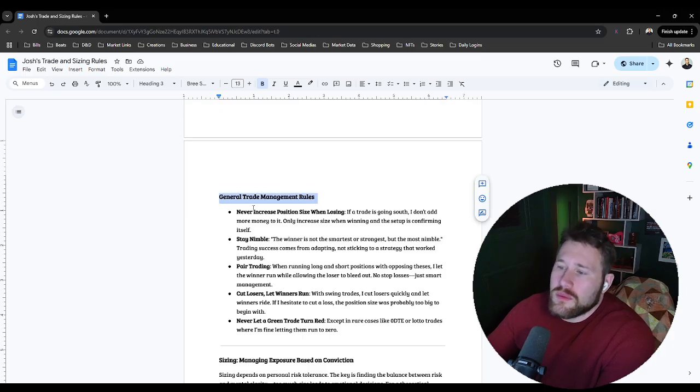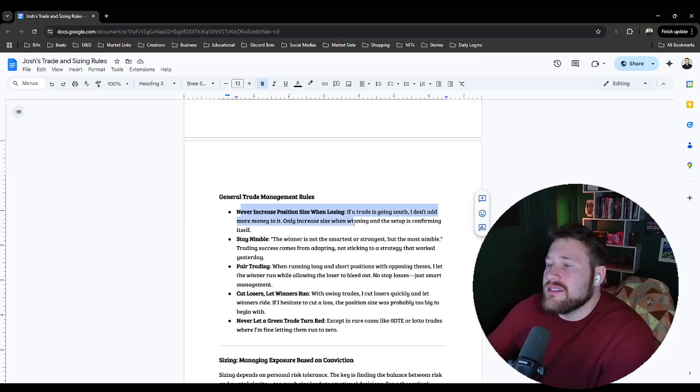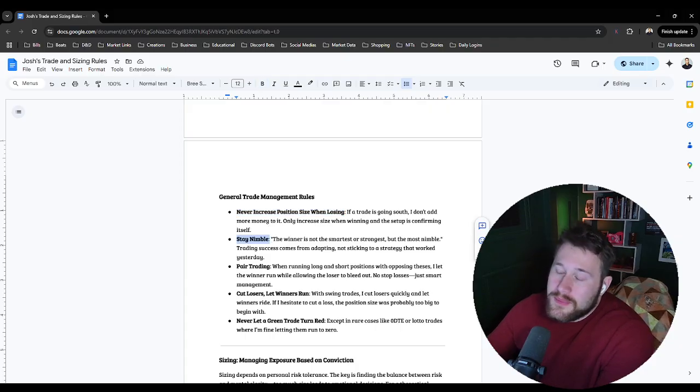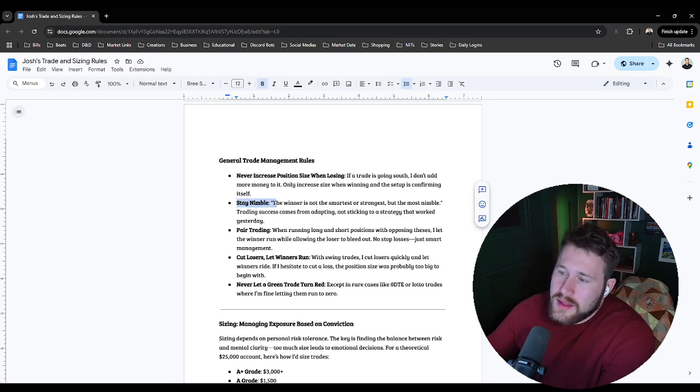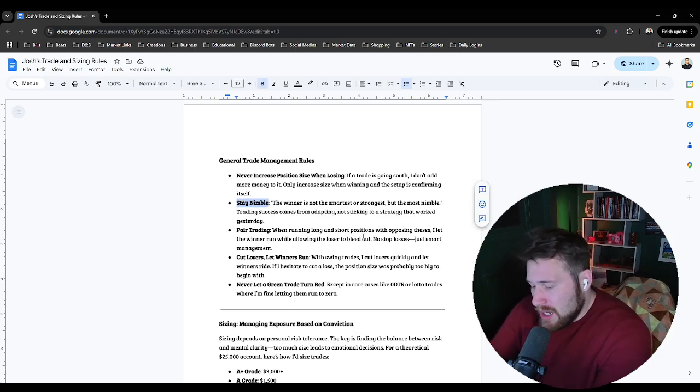General trade management rules: never increase position size when losing. Trading is not investing. This is something you do when you're investing. This is not something you do when you're trading. You want to stay nimble, right? When I say stay nimble, I mean don't get pigeonholed. Don't think that this is going to happen today, and then the market immediately does something different and you try to fight it, right? You don't want to swim upriver in this game. It's not going to play well. You need a signal.